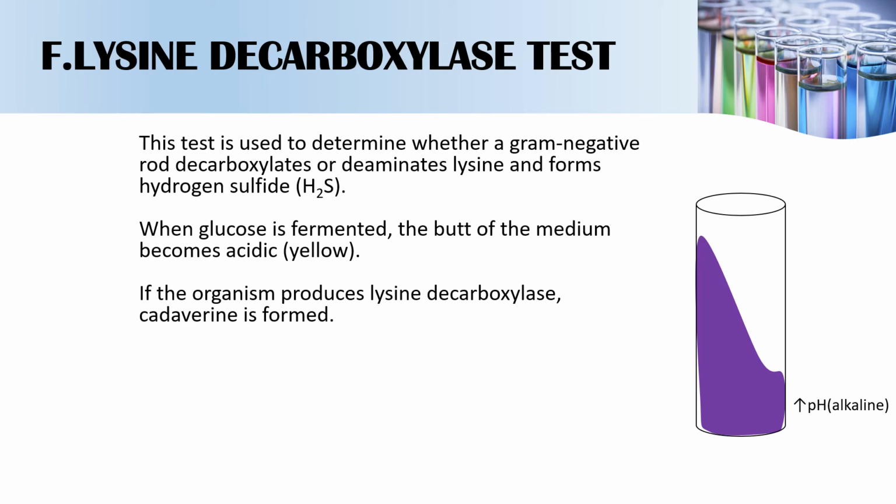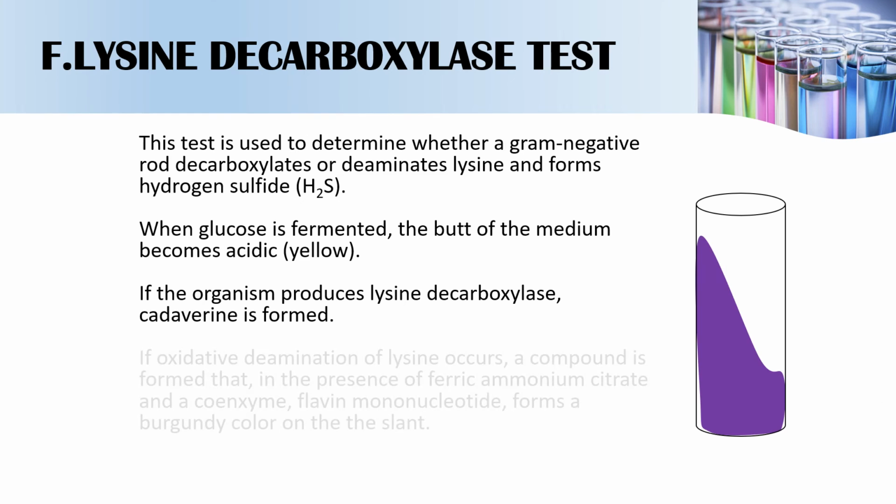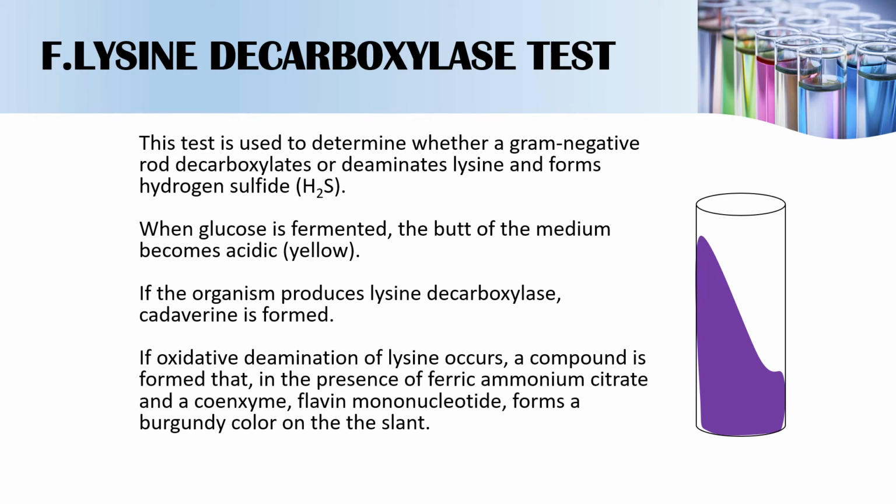For the determination of the deamination of lysine, if oxidative deamination of lysine occurs, a compound is formed that, in the presence of ferric ammonium citrate and a coenzyme, flavin mononucleotide, forms a burgundy color on the slant. So first, glucose will be fermented, turning your butt to yellow, and if it's positive for deamination, your slant will turn to a burgundy color, indicating that it is positive for deamination.